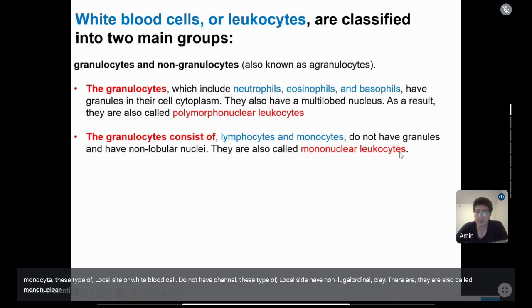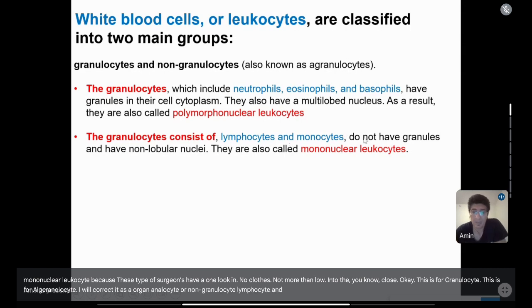mononuclear leukocyte, because this type of cell just has one lobe in the nucleus, not more than one lobe in the nucleus. Okay, this is for granulocyte. This is for agranulocyte. I will correct it as agranulocyte or non-granulocyte: lymphocyte and monocyte.